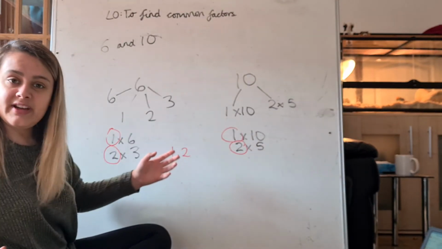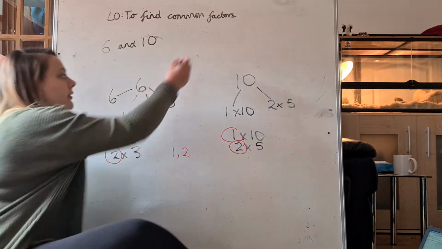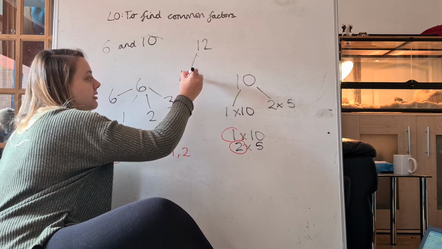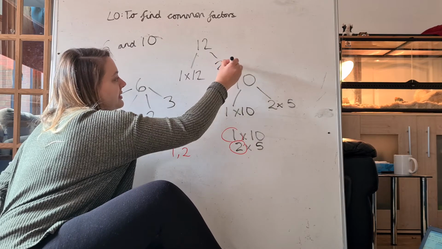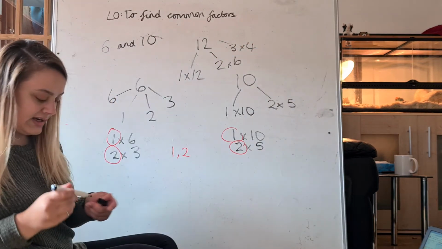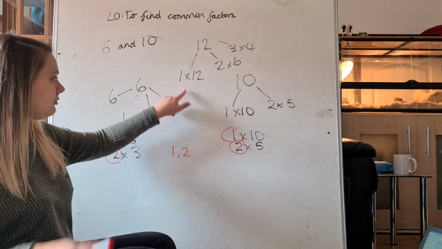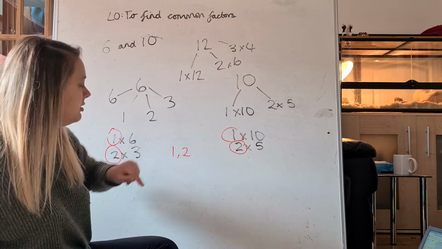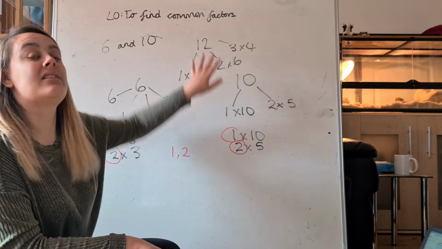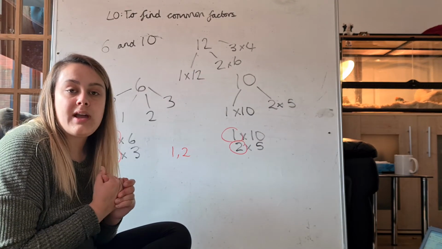That's how you find common factors of 2 numbers. If you find common factors of 3 numbers, you do exactly the same. Let's try it with 12. I'd find all the factor pairs: 1 times 12, 2 times 6, 3 times 4. That's all of them. And again, I look and think, they've all got 1. They've all got 2. So those 2 would be the common factors of 6, 10 and 12. You do exactly the same. I hope that makes sense.